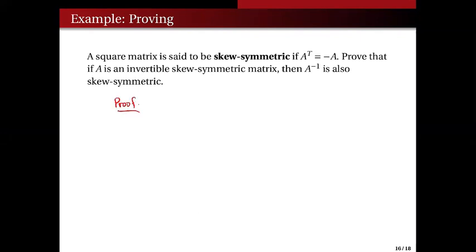So proof: we want to show A inverse transpose must be negative A inverse. Sorry, I first said negative A transpose, but no, we need to prove that A inverse transpose is equal to negative A inverse. That's correct. And therefore, we have the skew symmetric property.